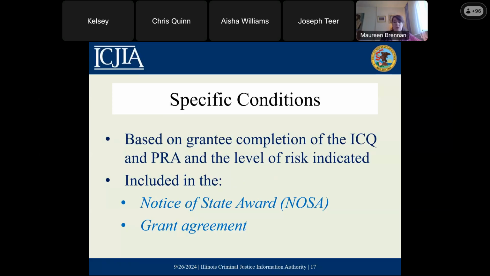Now, you're probably wondering how you'll know if you have any elevated risk, because the ICQ doesn't flag that for you and say, oh no, we need to address this. The PRA doesn't tell you that any of those responses indicate an elevated risk. But those specific conditions that are created by these 2 tools are included in both your NOSA, that Notice of State Award, which you'll receive in the GATA portal once we've finished negotiating your grant agreement, and they'll also be spelled out in your actual grant agreement.